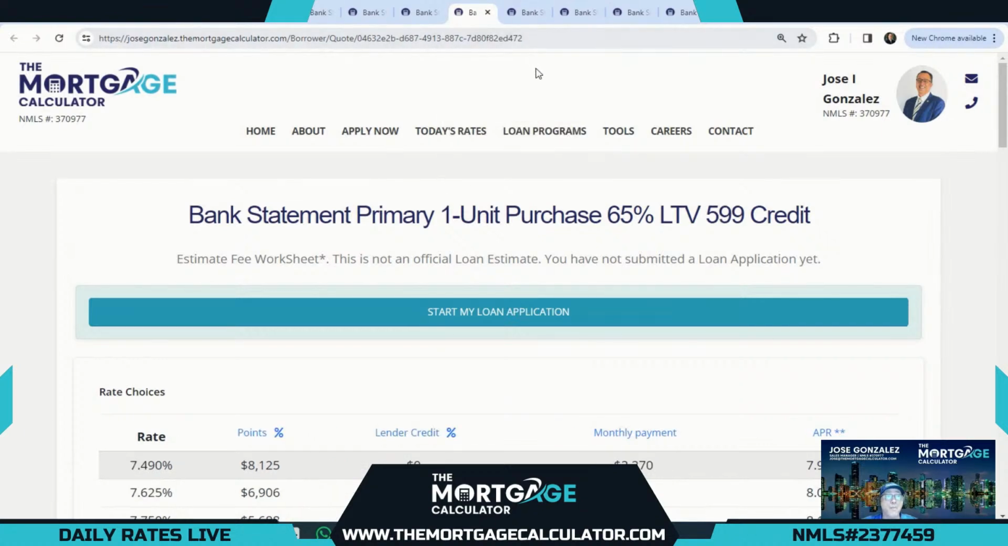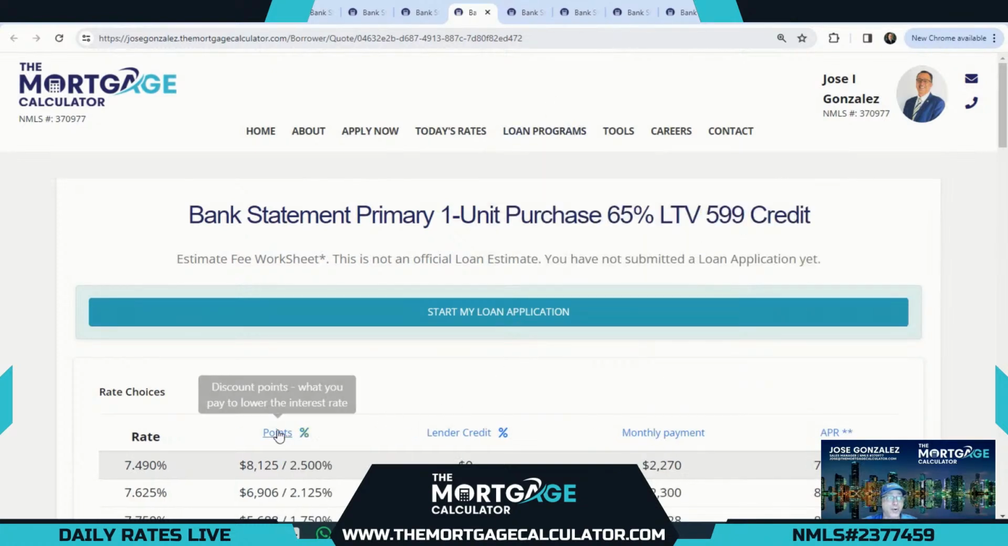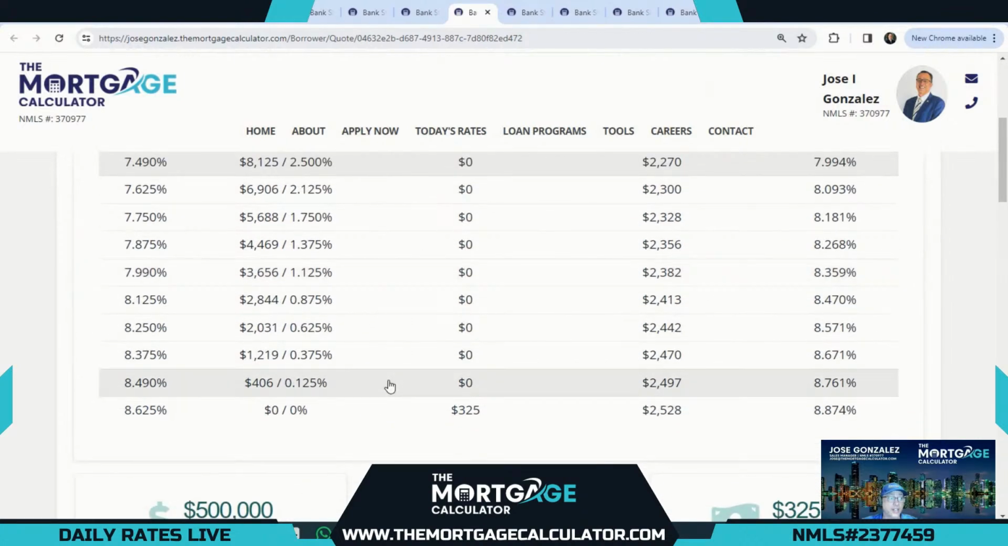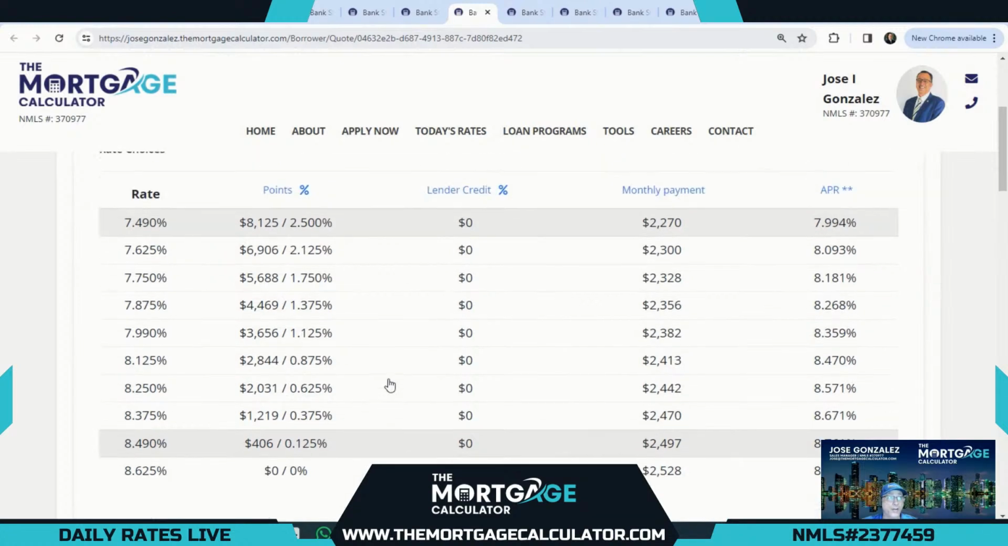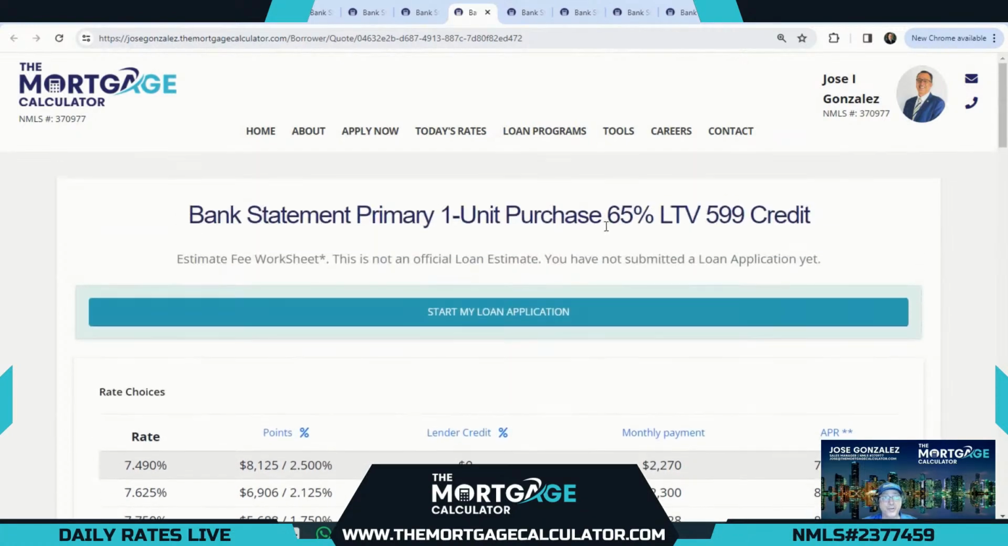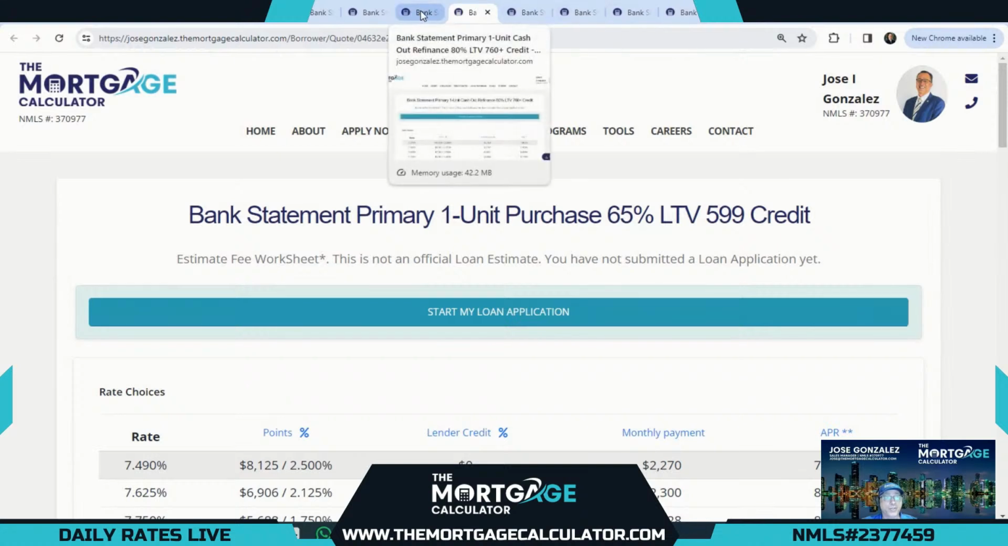And now our minimum credit score for this product is a 599. Yes, you heard correct. We can do 599 in this product, up to 65% LTV on a purchase. And look at that. 8.625 is at par, and you can buy that down to 7.49. And I will show you again because it is real. 599 credit, 65% LTV, one unit purchase.